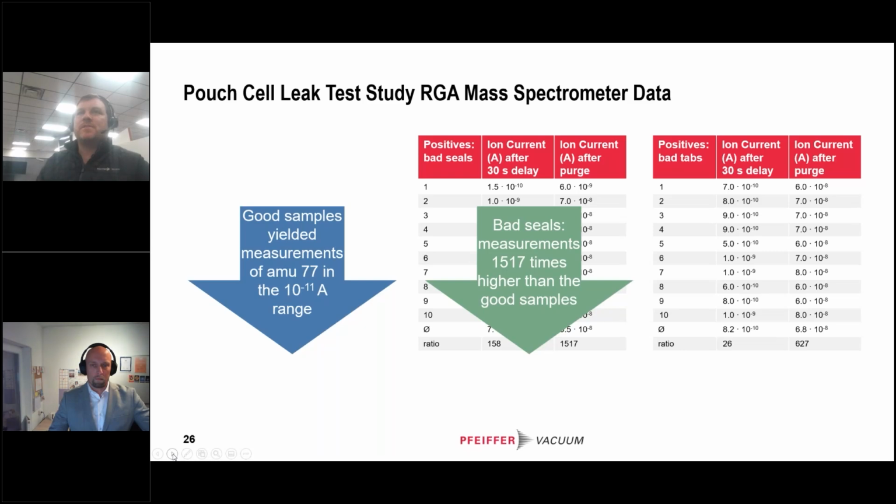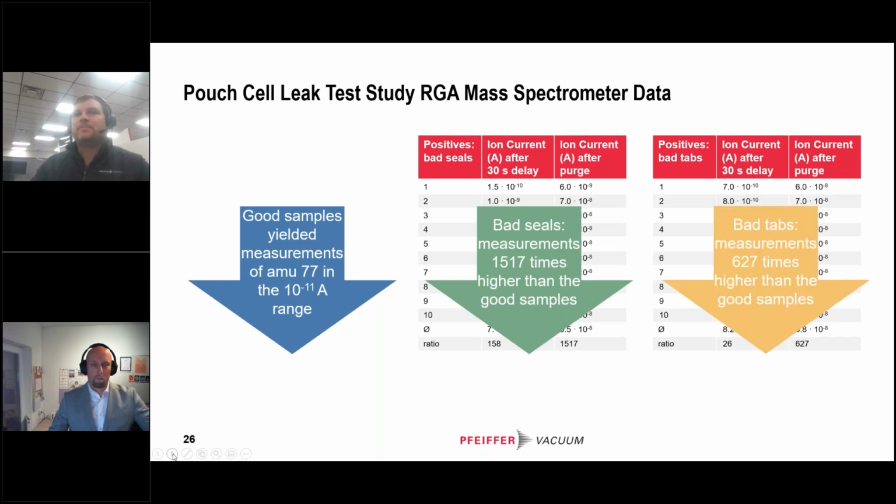And the best result is after purging the vacuum and then taking a measurement immediately after that. For the instance of the bad seals, their measurement was 1,500 times more than the good samples. It's a very dramatic difference. For the bad tabs, it wasn't as high, but still a very, very large difference between good parts and bad parts. It was possible to get an extremely definitive test, an extremely high level of confidence.